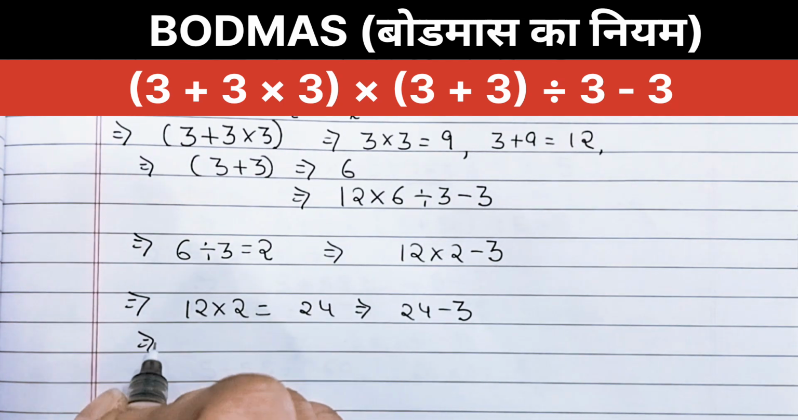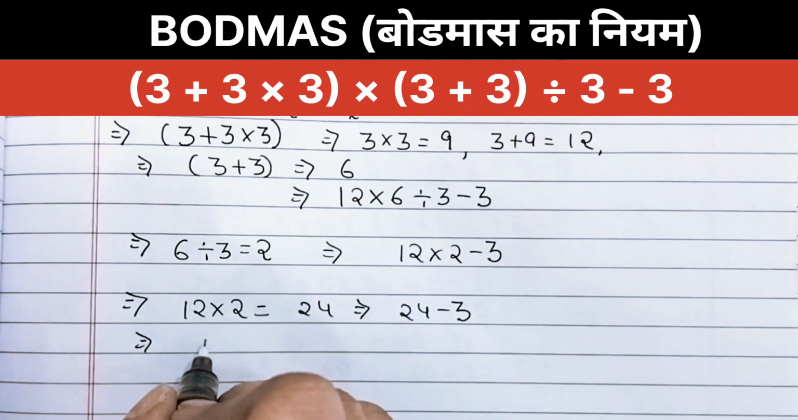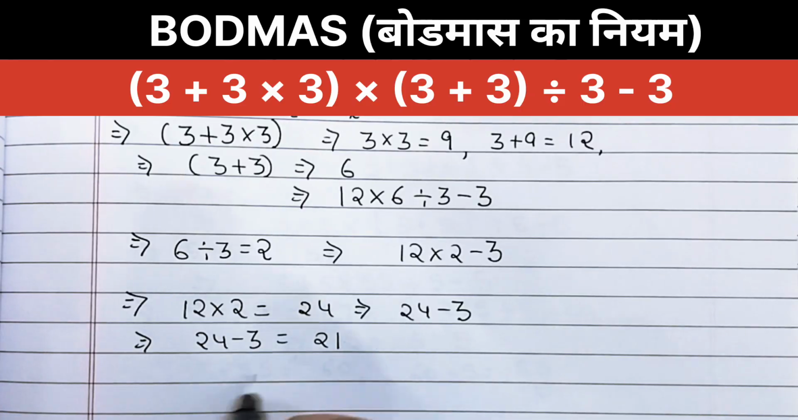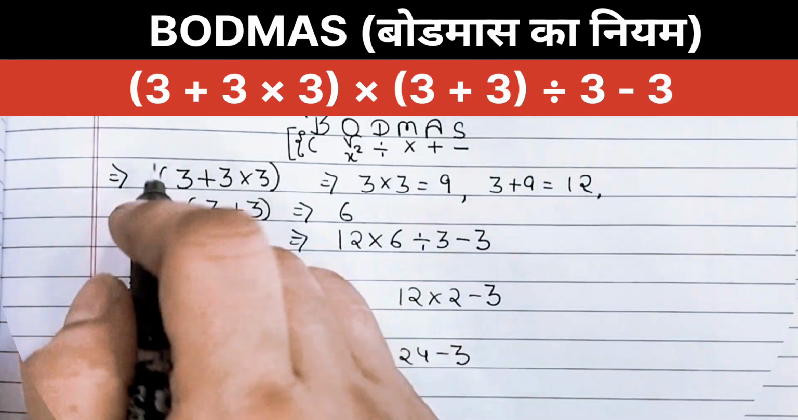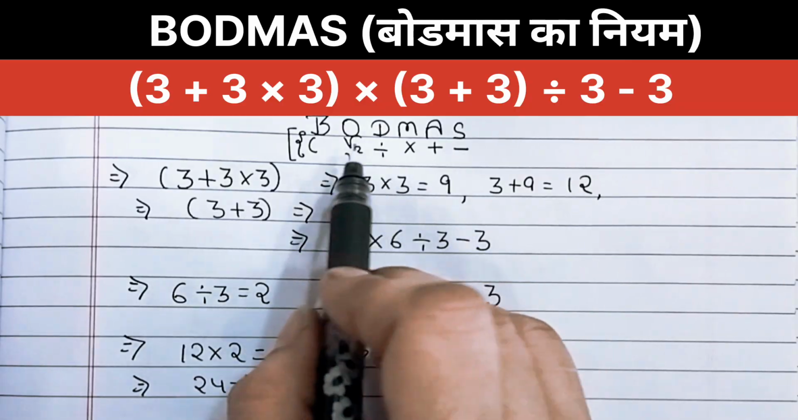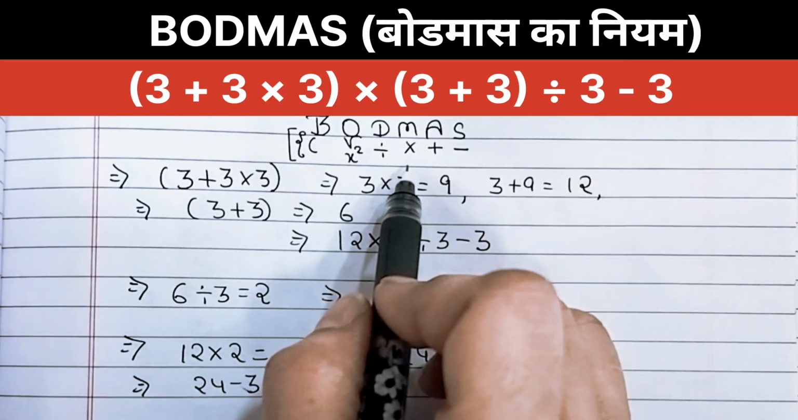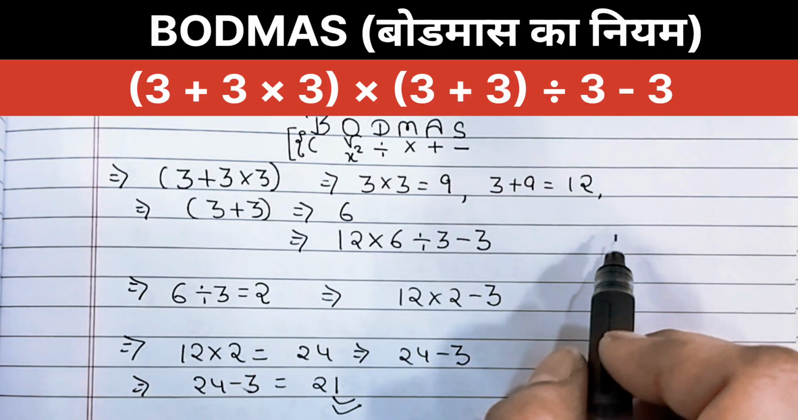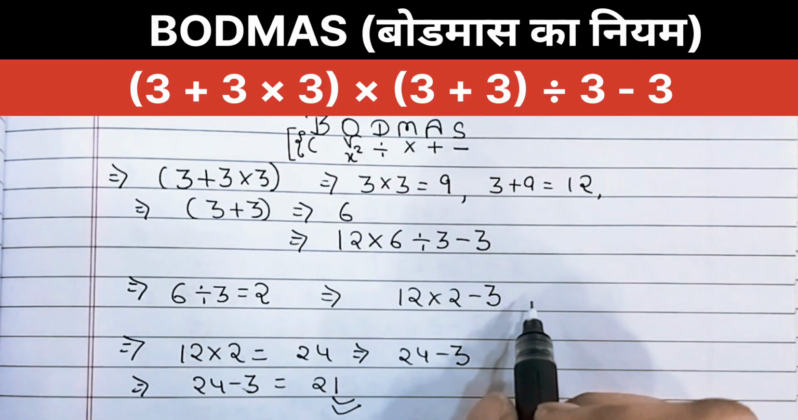So the last term is subtraction and we perform the last operation. 24 minus 3 equals 21. So now this is the final result, and according to this expression the final result is 21. By strictly following the BODMAS hierarchy, we ensure that the multi-step calculation is performed in a mathematically logical order, leading to the correct unique solution.